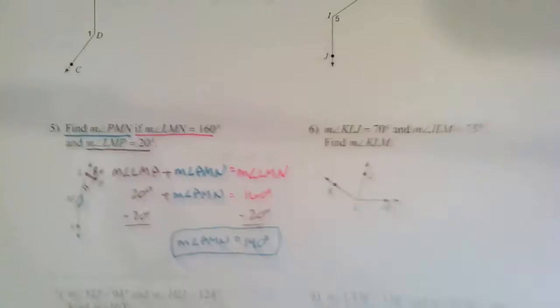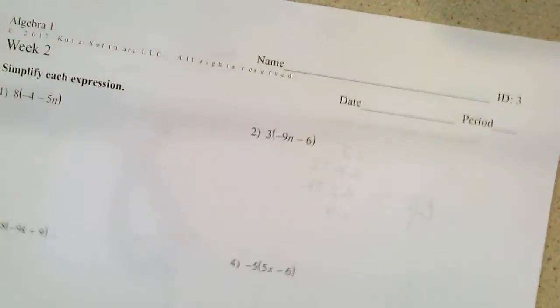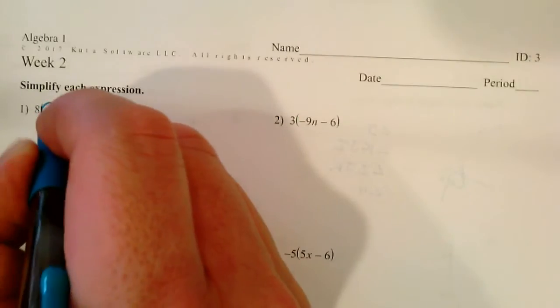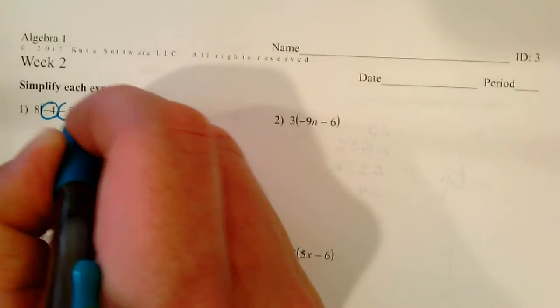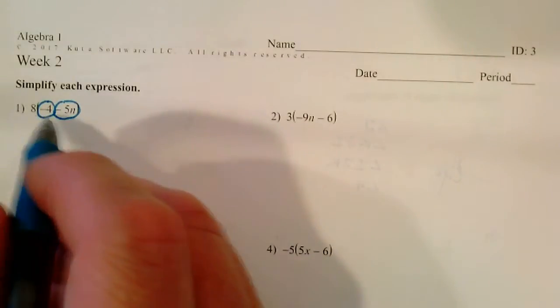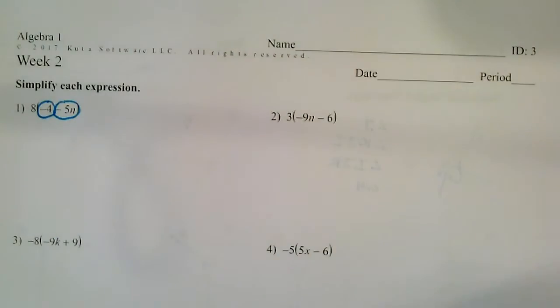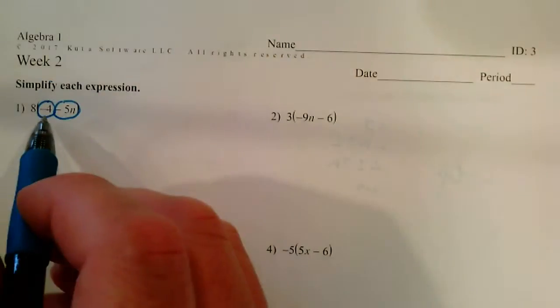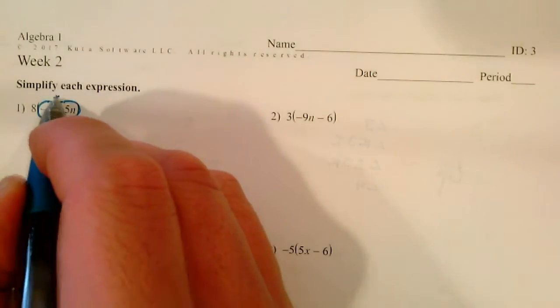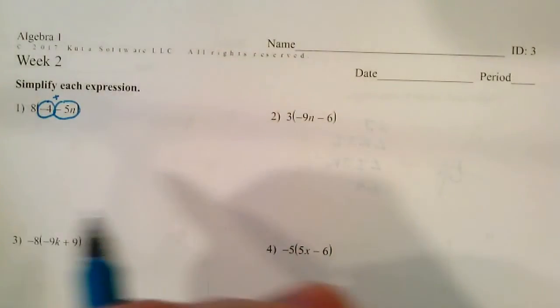Let's take a look at what's on the back side. All right. A little bit of distributive property here. Let's see. 8 times, and this is a negative 4 and a negative 5n. That's the best way to think about this. We could think of it as negative 4 minus 5n, and there are times when it's appropriate to think of it that way. But in this case, it's best to think of it as a negative 4 and then a sort of unwritten plus sign in the middle, a negative 5n.